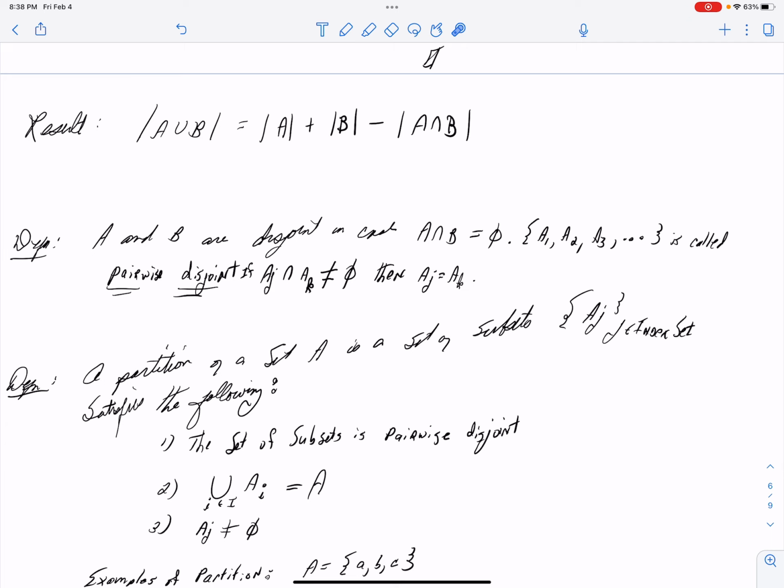Now, set theoretically, what are the elements in both? And that is represented by the set A intersect B. So in fact, the cardinality of A union B is the cardinality of A plus the cardinality of B, minus the cardinality of the intersection.